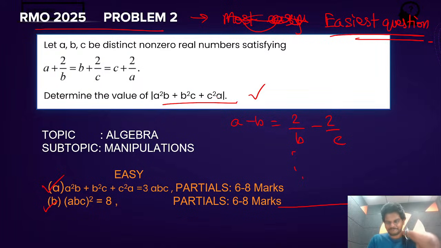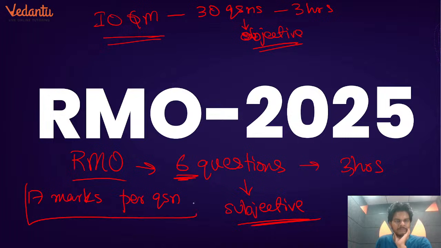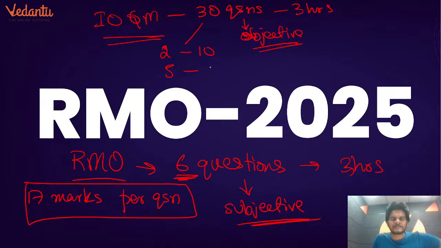Fine. By the way, the marking scheme is 17 marks per question for RMO, right? And here it is 2 marks for the first 10, 3 marks for the second 10, and 5 marks for the last 10. So it is 20 plus 30 plus 50.